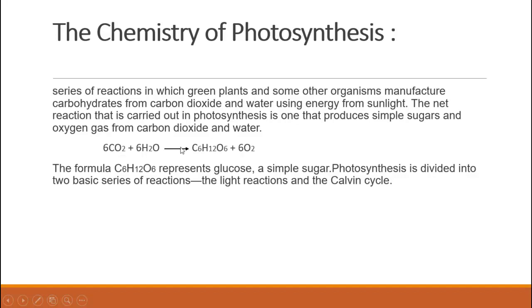And this is the chemical reaction that represents the photosynthesis process, where we have here carbon dioxide, CO2, plus H2O, the water molecule, gives us C6H12O6 plus O2, this is the oxygen molecule. And C6H12O6 is the formula that represents glucose, and glucose is one of the simple sugars. The photosynthesis process is divided into two basic series of reactions: the light reactions and the Calvin cycle. So let's see together what's the difference between the light reactions and the Calvin cycle that are included in the photosynthesis process.